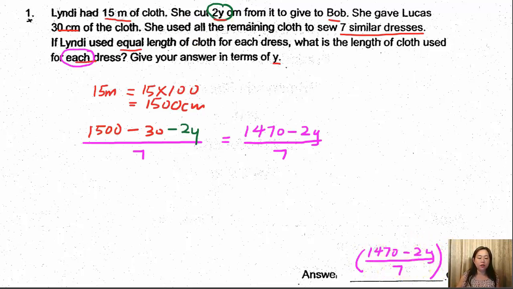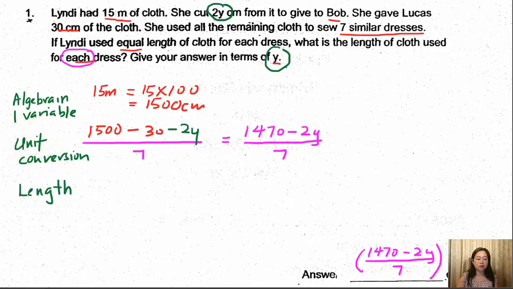Let's recap what is the concept tested here. Because there is one y here, in terms of y, we know that the concept tested is actually algebra in one variable, and the other concept tested is to change meter into cm. So this is unit conversion for length.